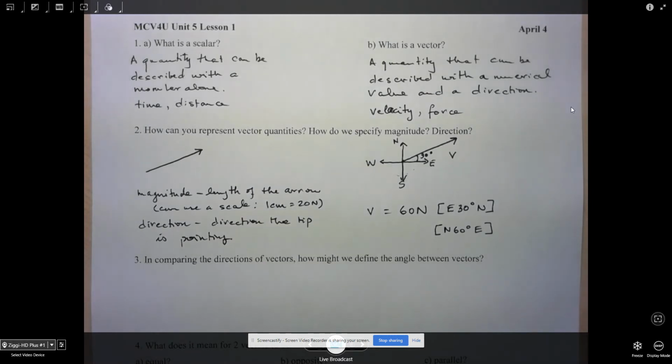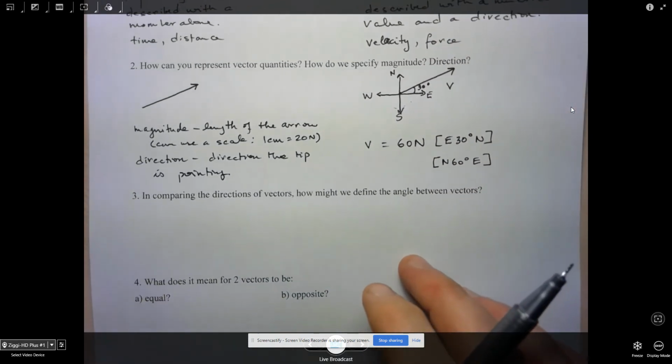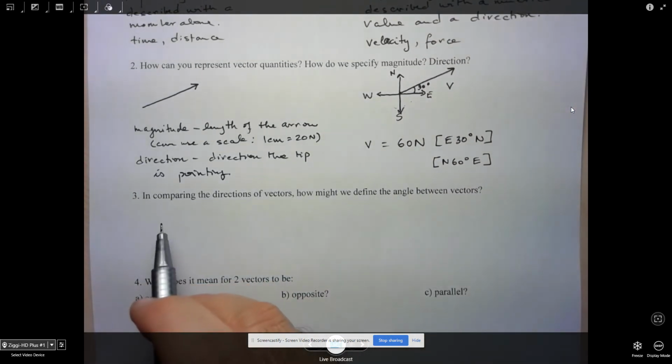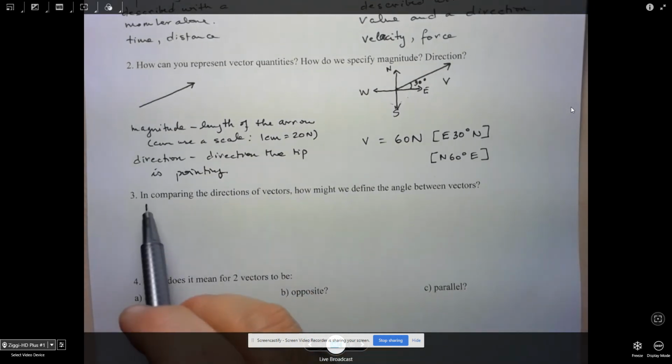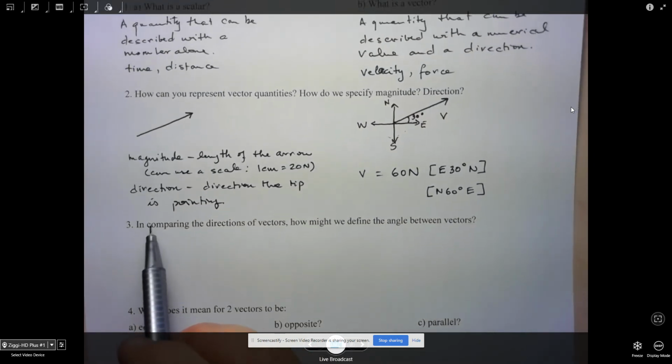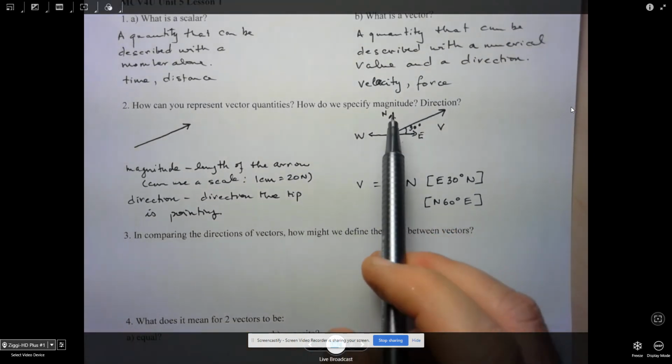So let's move on to this next question. Now again, you might stop the video for a second and ask yourself what this might mean. If you want to do that, you can do that now. Okay, so now we're going to try to talk about the idea of the angle between two vectors. What might that mean? This is where we also want to go to this idea of what the definition of a vector is exactly. The definition of a vector says a quantity can be described with a numerical value and a direction.